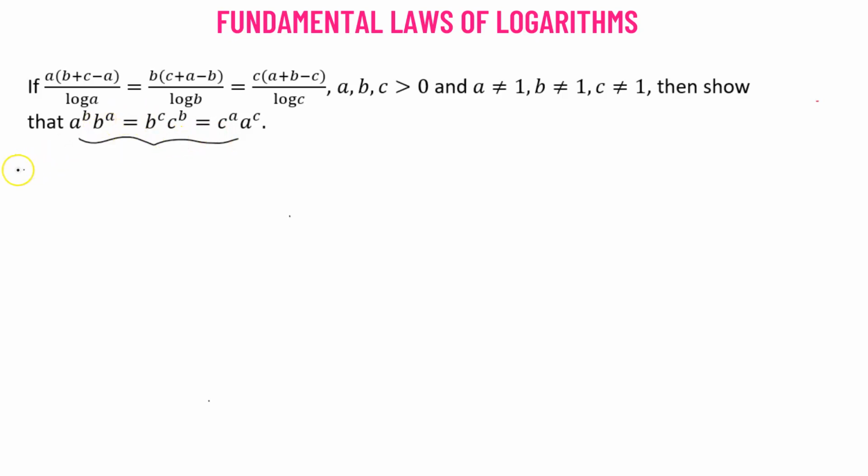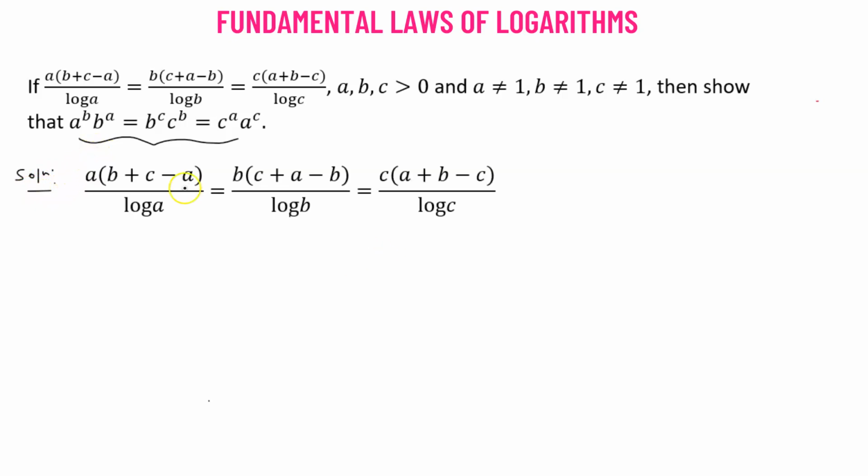Let's begin. So here, we'll begin with whatever is provided to us. So this is given to us. Since they are equal to each other, we can say they are equal to one common value. So let's call it 1 over lambda. So this is an assumption. Now we'll begin with our first expression, which is a times (b + c − a) divided by log of a. So this is equal to 1 over lambda.